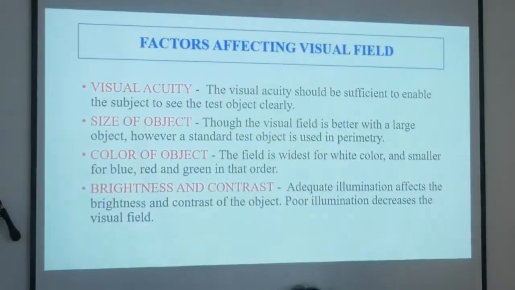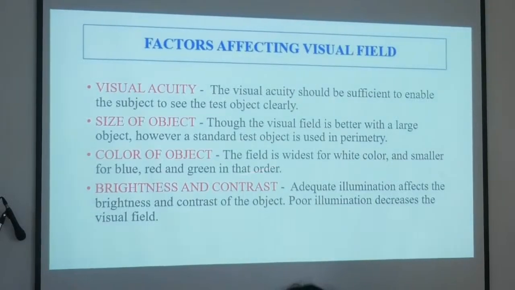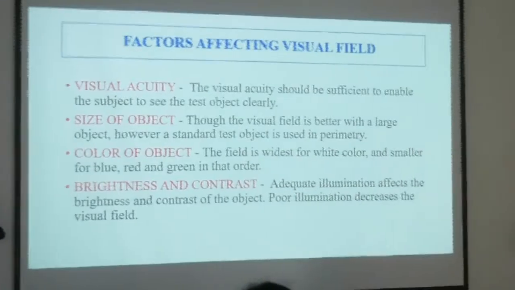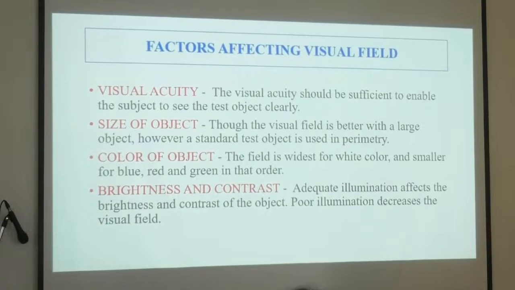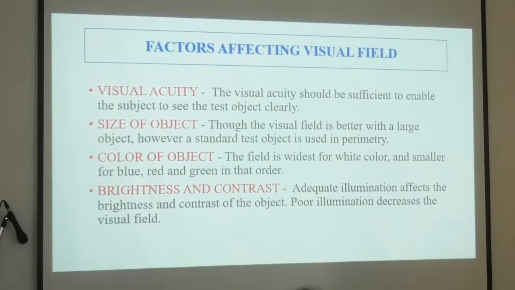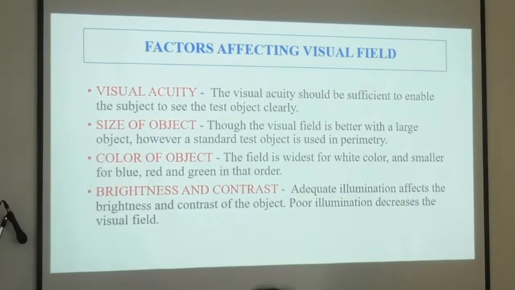The field of vision is widest for white color and smallest for blue, red and green in that order. Ideally we should use a white color object for testing the field of vision. Brightness and contrast matter. Adequate illumination affects the brightness and contrast of the object, and poor illumination decreases the visual field.